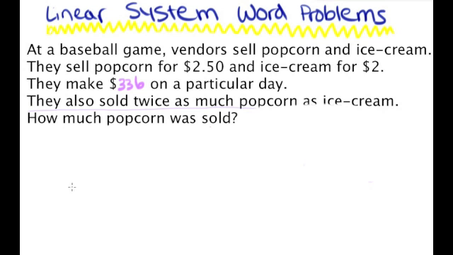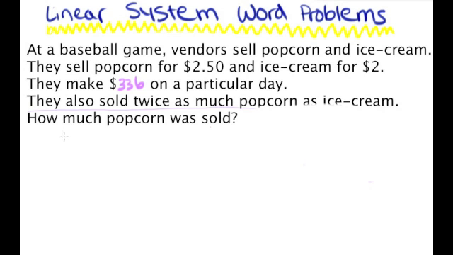Okay, this is our second problem. At a baseball game, vendors sell popcorn and ice cream. They sell popcorn for $2.50 and ice cream for $2. They make $336 on a particular day. They also sold twice as much popcorn as ice cream. So how much popcorn was sold?